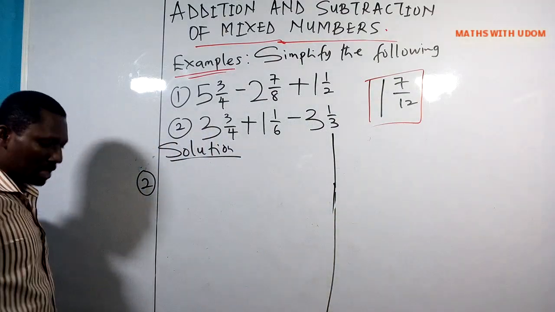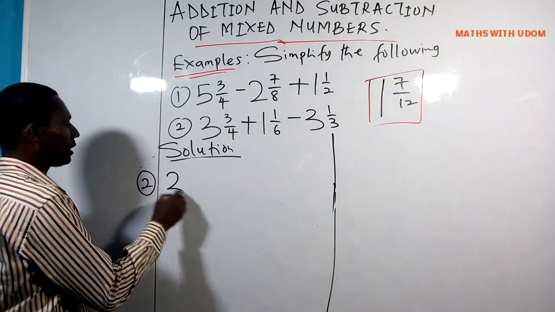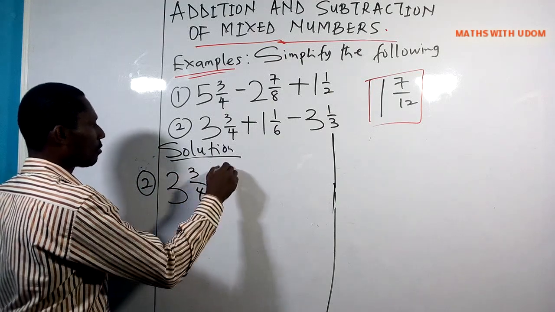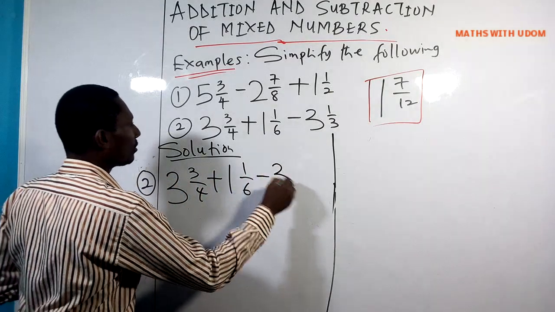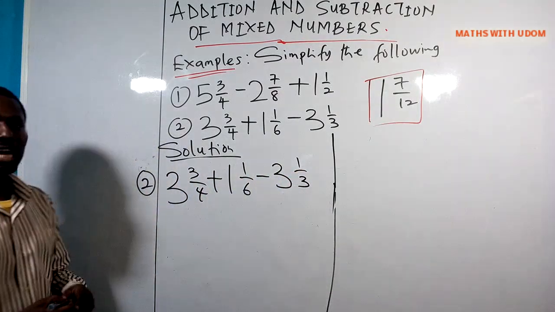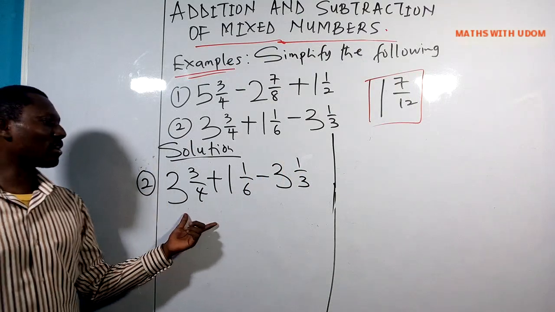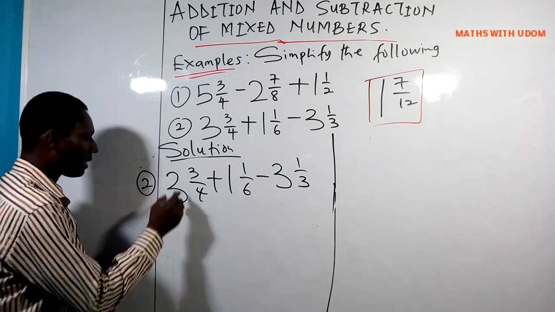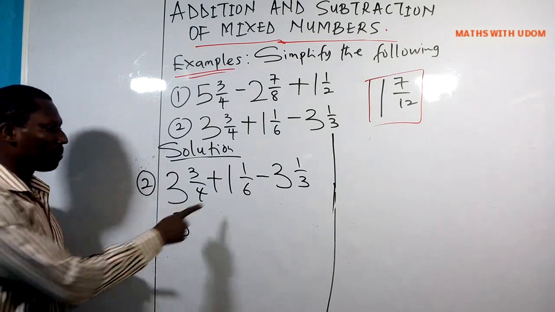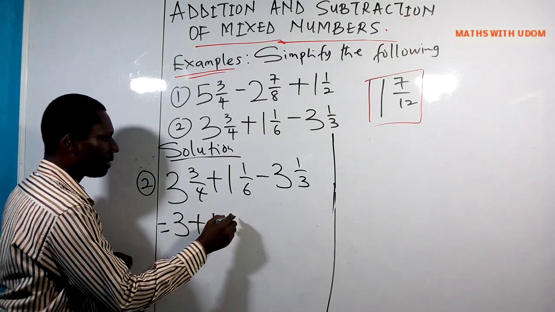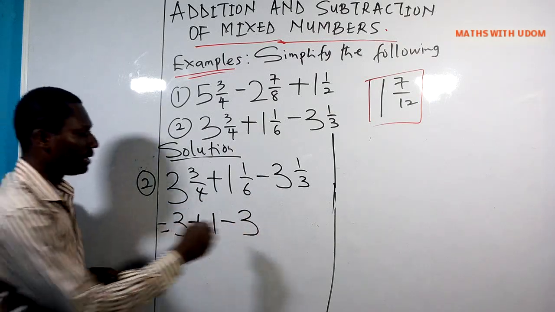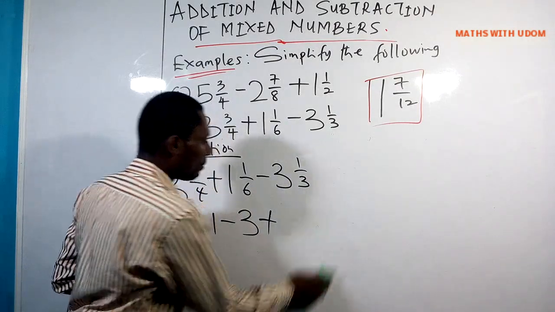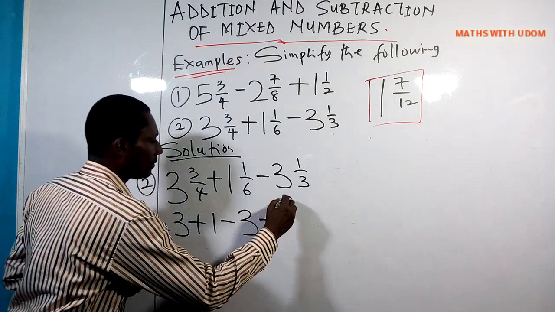Okay, for the second method, what do we have? We have 3 over 4 plus 1 over 6 minus 3 1 over 3. The numbers have been arranged already. So we bring all the whole numbers together and fractions together. So the whole numbers here we have 3 plus 1 minus 3. Then plus the fractions, which must also be brought together. Okay? We open a bracket.